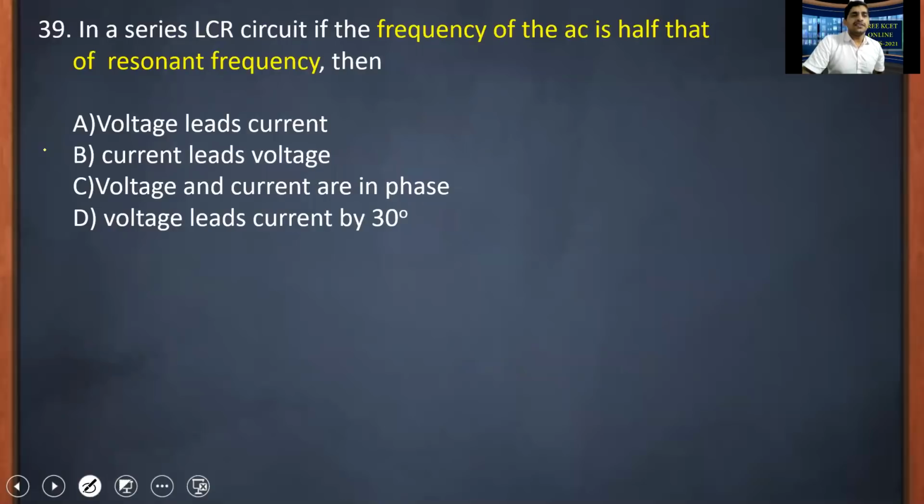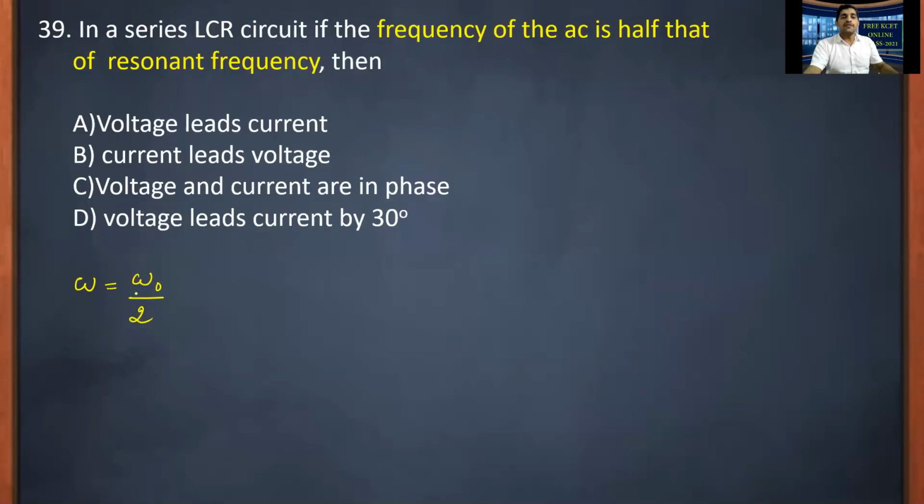Okay, then the 39th. In a series LCR circuit, if the frequency of AC is half that of the resonant frequency, then we have to see what is the relation between the voltage and current. Okay, put a condition: angular frequency is half of the resonant frequency.